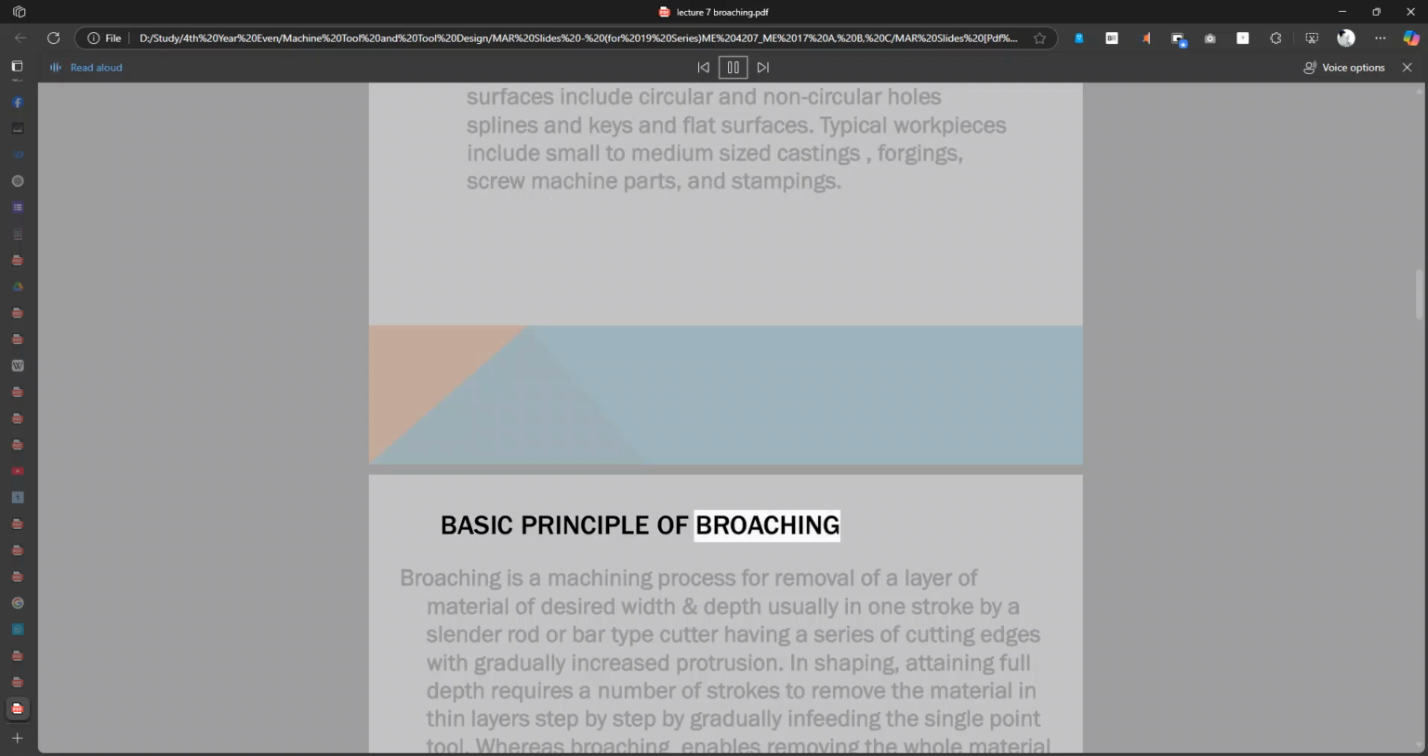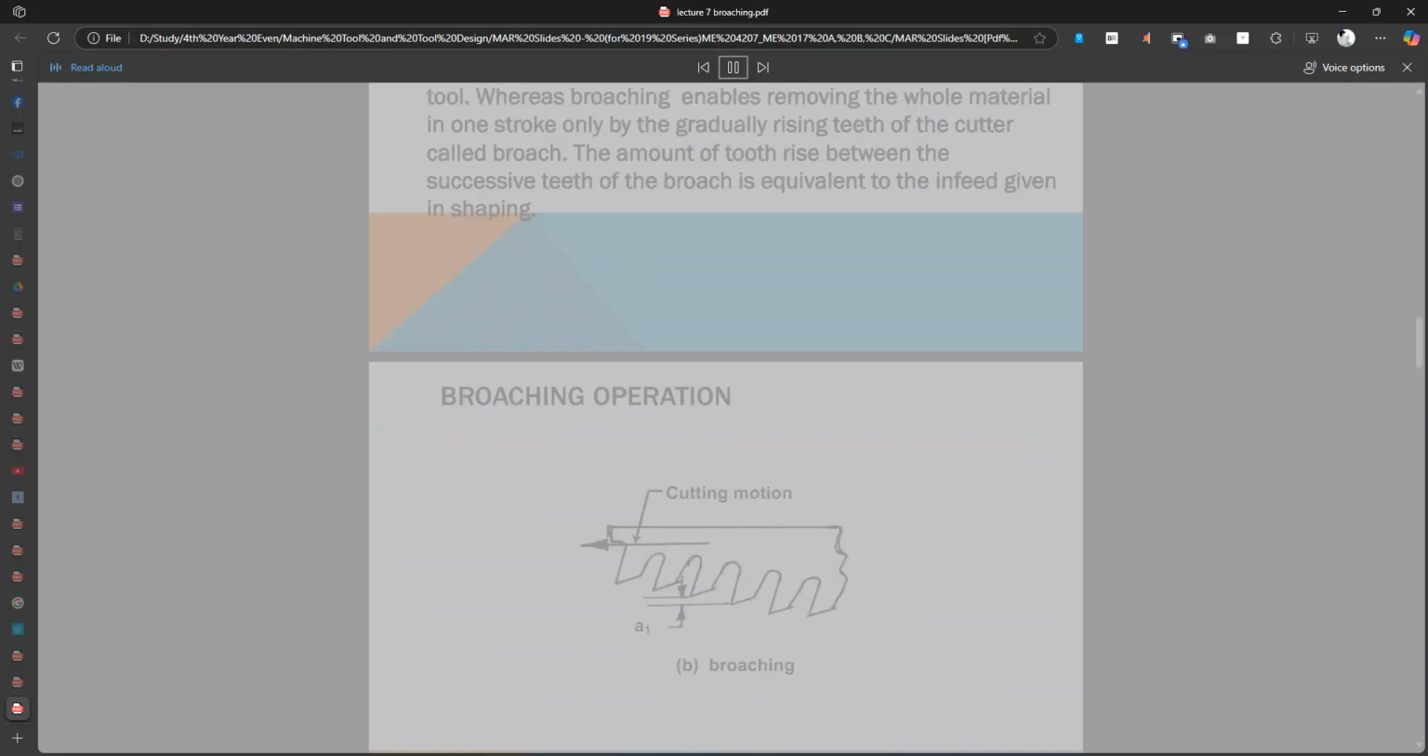Basic principle of broaching. Broaching is a machining process for removal of a layer of material of desired width and depth, usually in one stroke, by a slender rod or bar-type cutter having a series of cutting edges with gradually increased protrusion. In shaping, attaining full depth requires a number of strokes to remove the material in thin layers step by step by gradually infeeding a single-point tool. Whereas broaching enables removing the whole material in one stroke only, by the gradually rising teeth of the cutter called a broach. The amount of tooth rise between the successive teeth of the broach is equivalent to the infeed given in shaping.